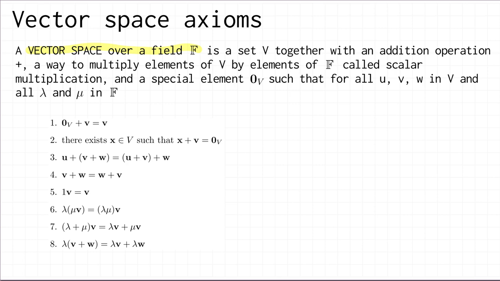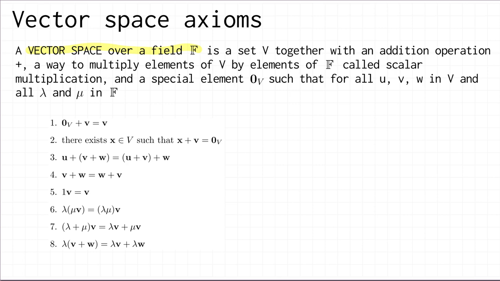So if we talk about a real vector space, it means you can do scalar multiplication by a real number. If we talk about a complex vector space, it means you can scalar multiply by complex numbers. Or if we talk about a vector space over the field with 5 elements, it means you can do scalar multiplication by an element of the field of 5 elements.